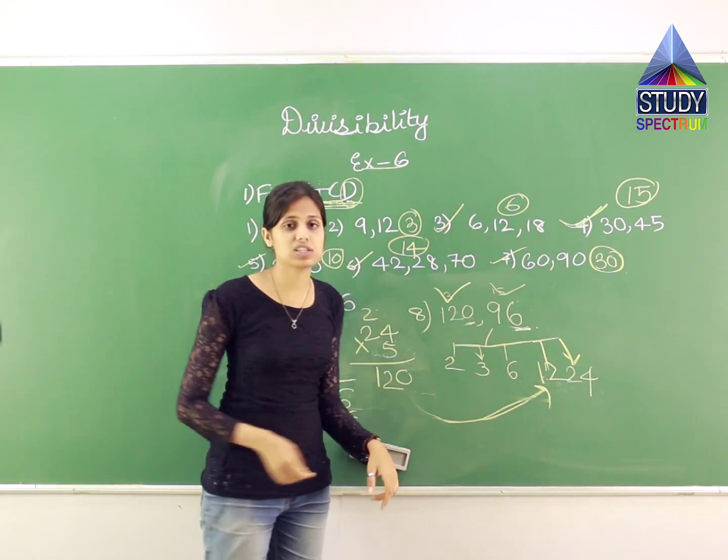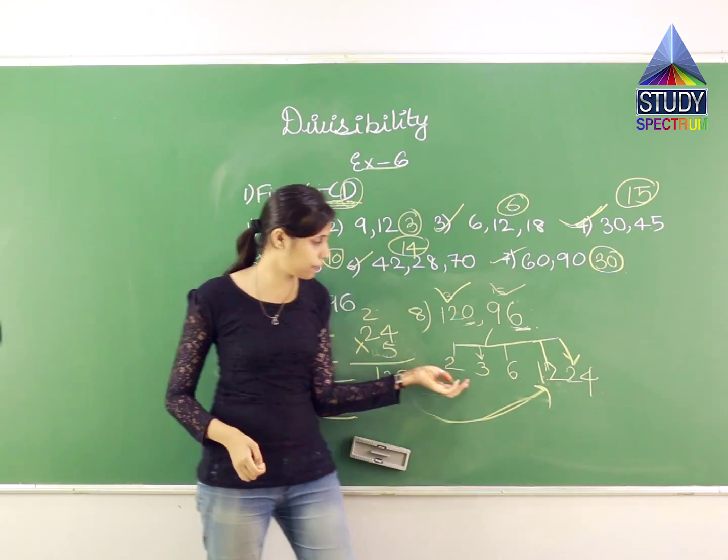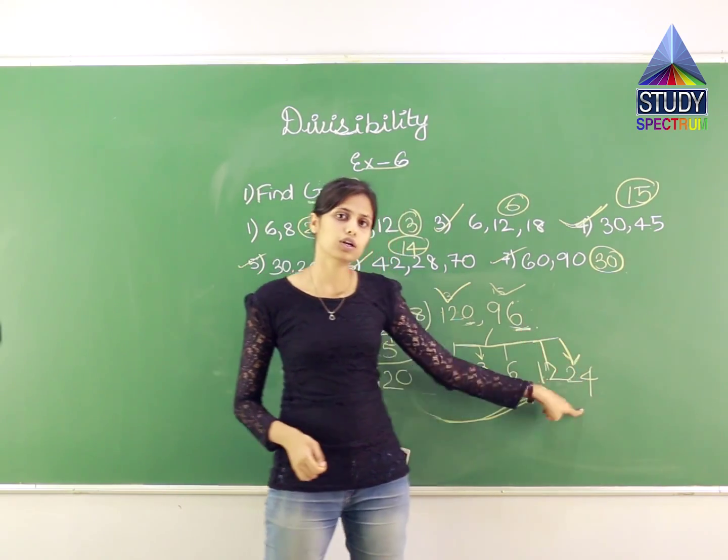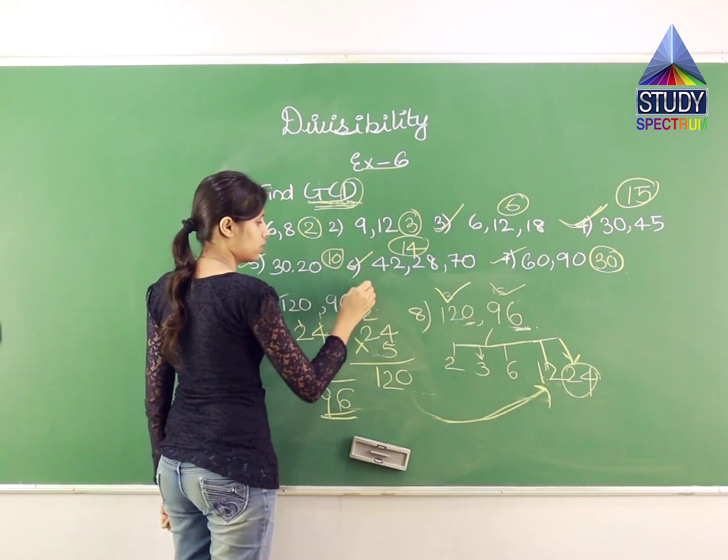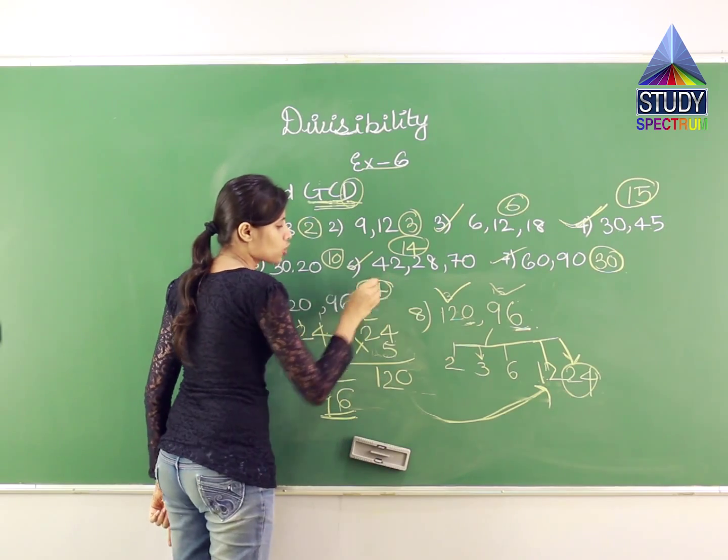From amongst these, which is the greatest common multiple? दोनों इन सब numbers में से सबसे बड़ा कौन सा है? 24. So I can say that the GCD for this is 24. So are we clear?